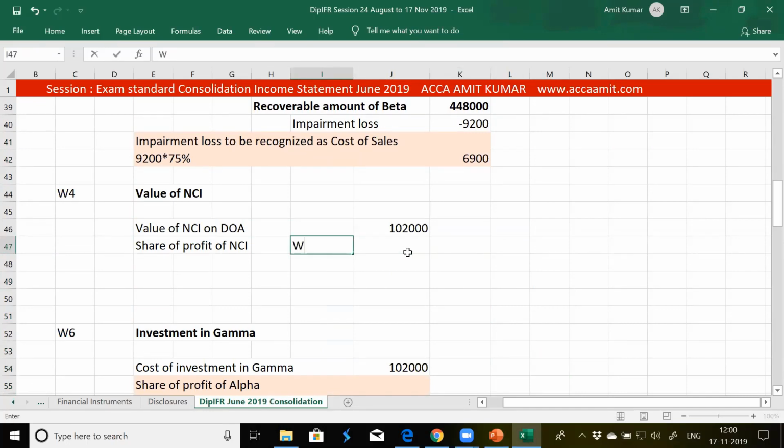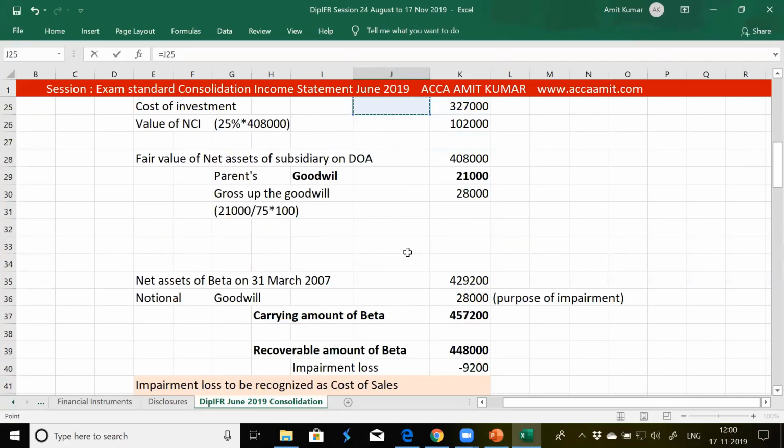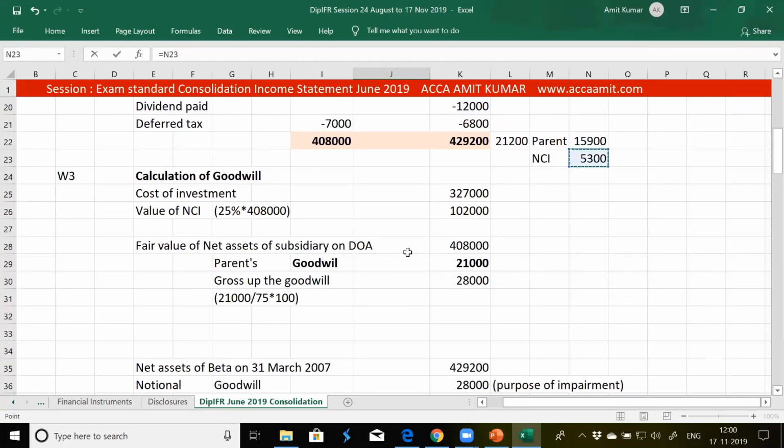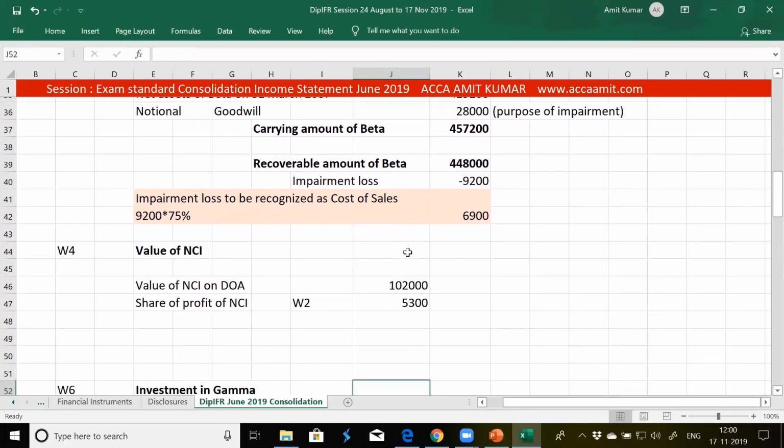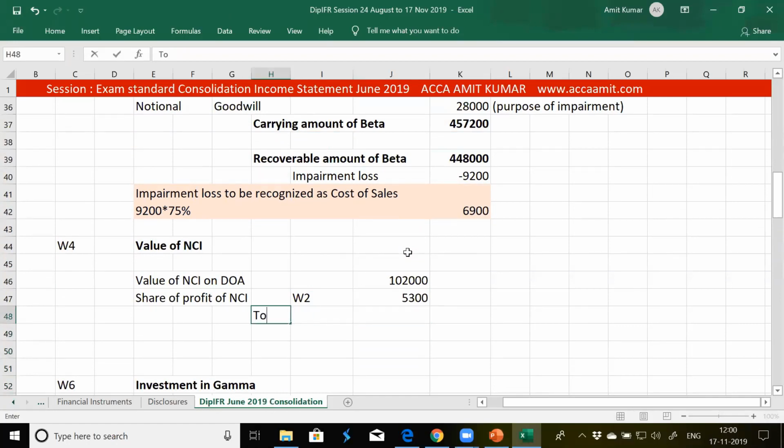Working note number 2 will give us 5300. This is the amount, though we do not need this information, but this is the amount to be presented as part of the balance sheet. What comes as income statement, since we are preparing the income statement for the period, and this 5300 includes the earnings of 2 years, because we need to present the balance in the balance sheet.